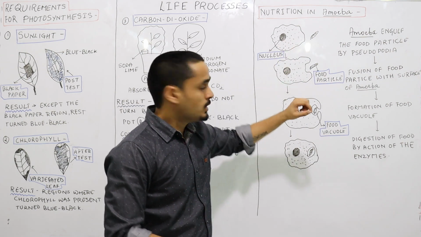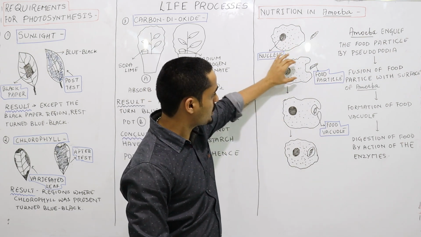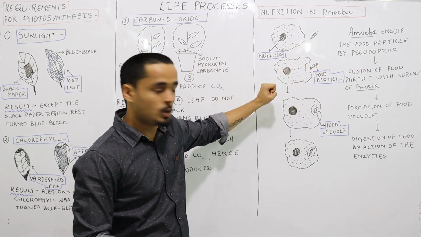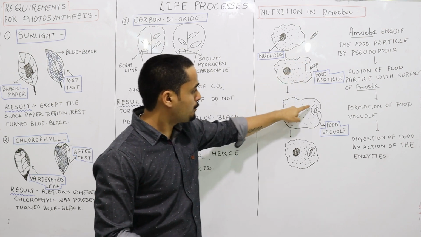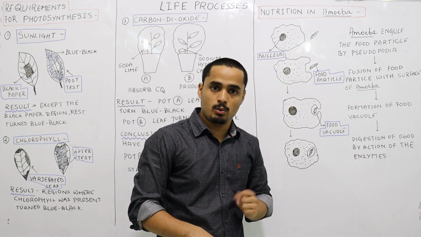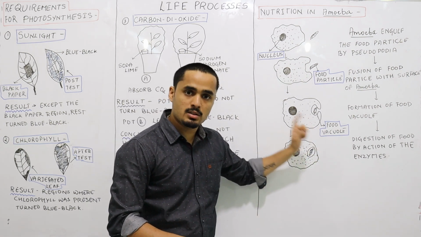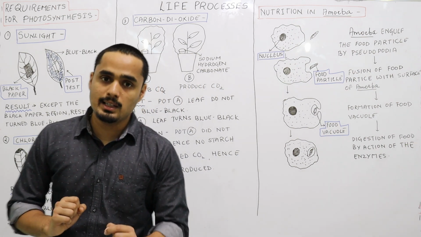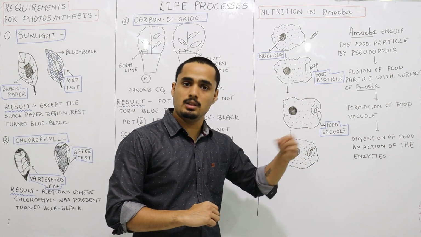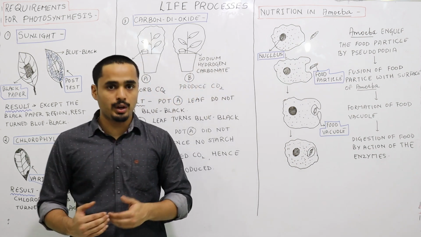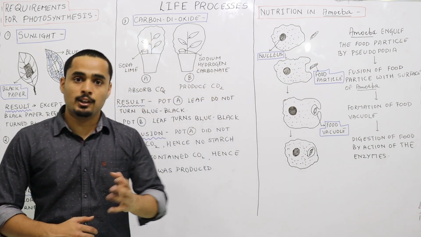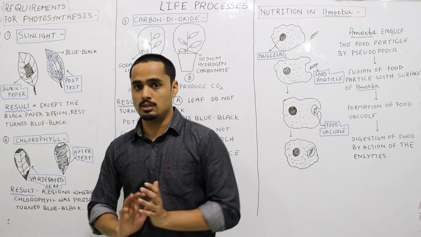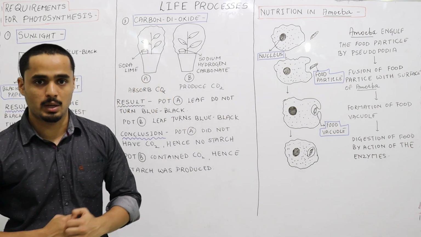How do they engulf it? Basically the pseudopodia, the projections, will throw themselves around this food particle and engulf it. After they engulf it, a food vacuole formation takes place. Now this food vacuole will release certain enzymes, and thus the food that is taken in, within the food vacuole, is broken down into simpler compounds. That simpler compound is then utilized by the amoeba, and the undigested food is thrown out by the body surface of the amoeba. Clear?